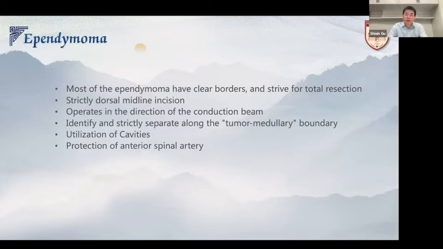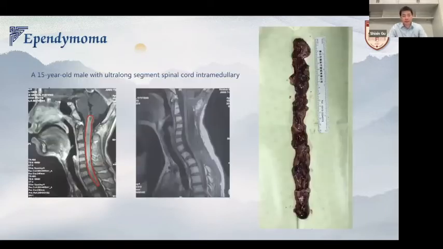Fourth, there is an enlargement of the central canal at each end of the tumor, and this can be used to separate the upper and the lower pole of the tumor. Fifth, the anterior spinal artery must be protected, especially when the tumor is isolated to the ventral side.